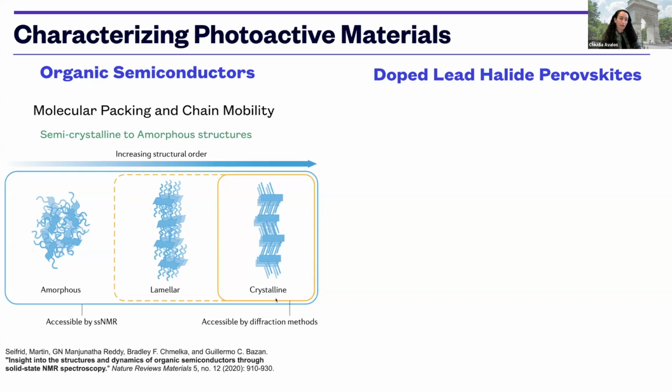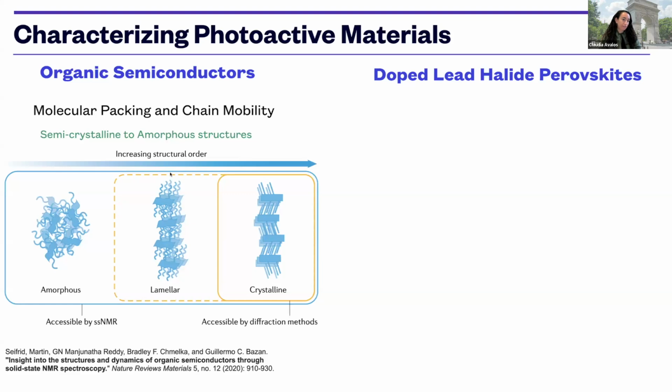Often crystalline components can be accessible by diffraction methods, so these are longer range structural order. In a lot of these systems, the function actually comes from lamellar structures that can still have quite high charge mobilities, comparable to that of crystalline systems.